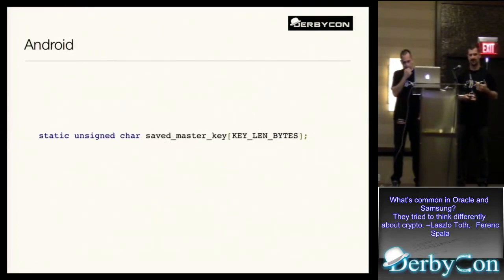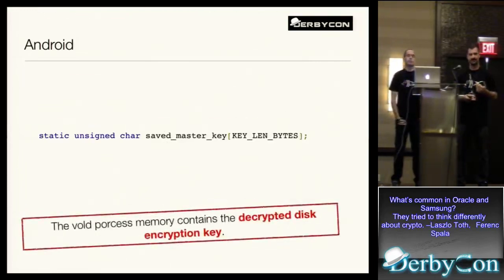Strange as it may seem, but in the Vold process memory, you can find the clear text encryption key. Fortunately enough, it runs as root, so you need root privileges to dump it.